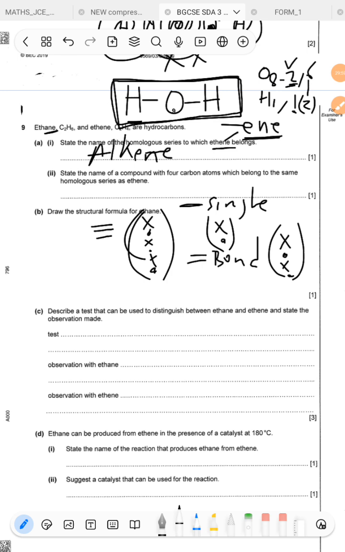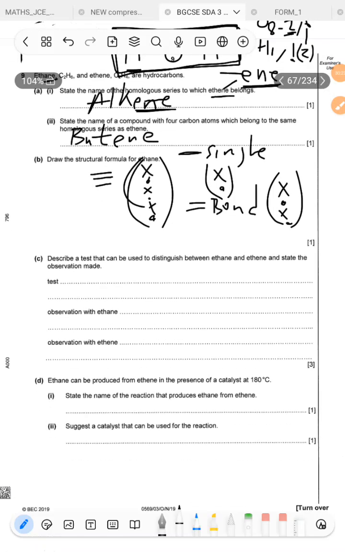So 4 means but, and then same homologous series, ene. So the answer is going to be butene. Remember, 1 is meth, 2 is eth, 3 is prop, 4 is but, 5, etc., etc.